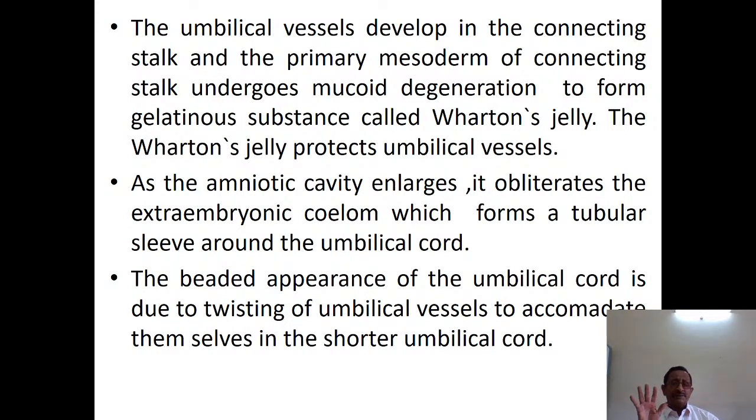As the amniotic cavity enlarges, it obliterates the extraembryonic coelom, which forms a tubular sleeve around the umbilical cord. This extraembryonic coelom forms a sleeve, a cover over the umbilical cord. The beaded appearance of the umbilical cord is due to twisting of the umbilical vessels to accommodate themselves in the shorter umbilical cord. I told you at the beginning itself, the umbilical vessels are longer than the umbilical cord. So they twist inside the umbilical cord to accommodate themselves.